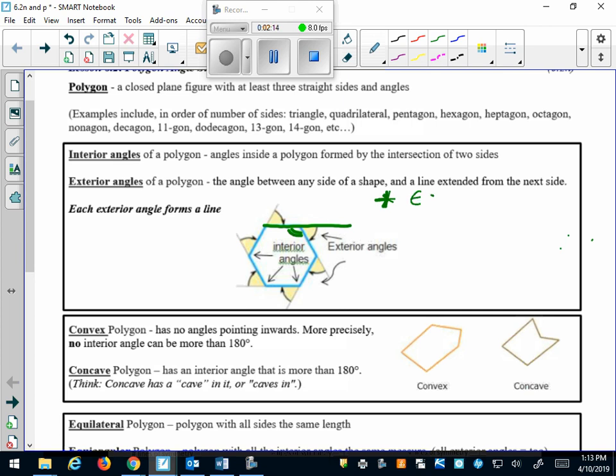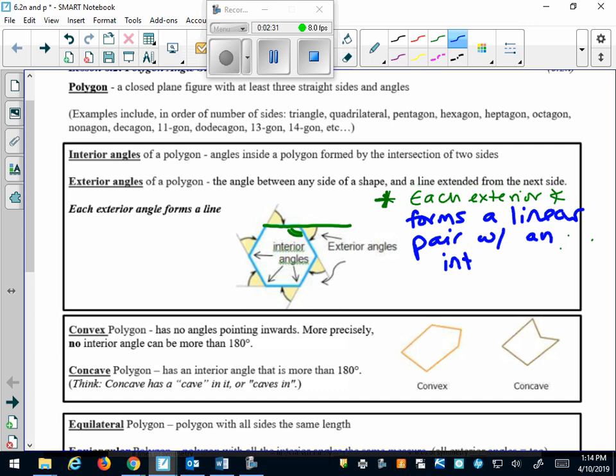There we go. Each exterior angle forms a linear pair with an interior angle, which makes them supplementary.